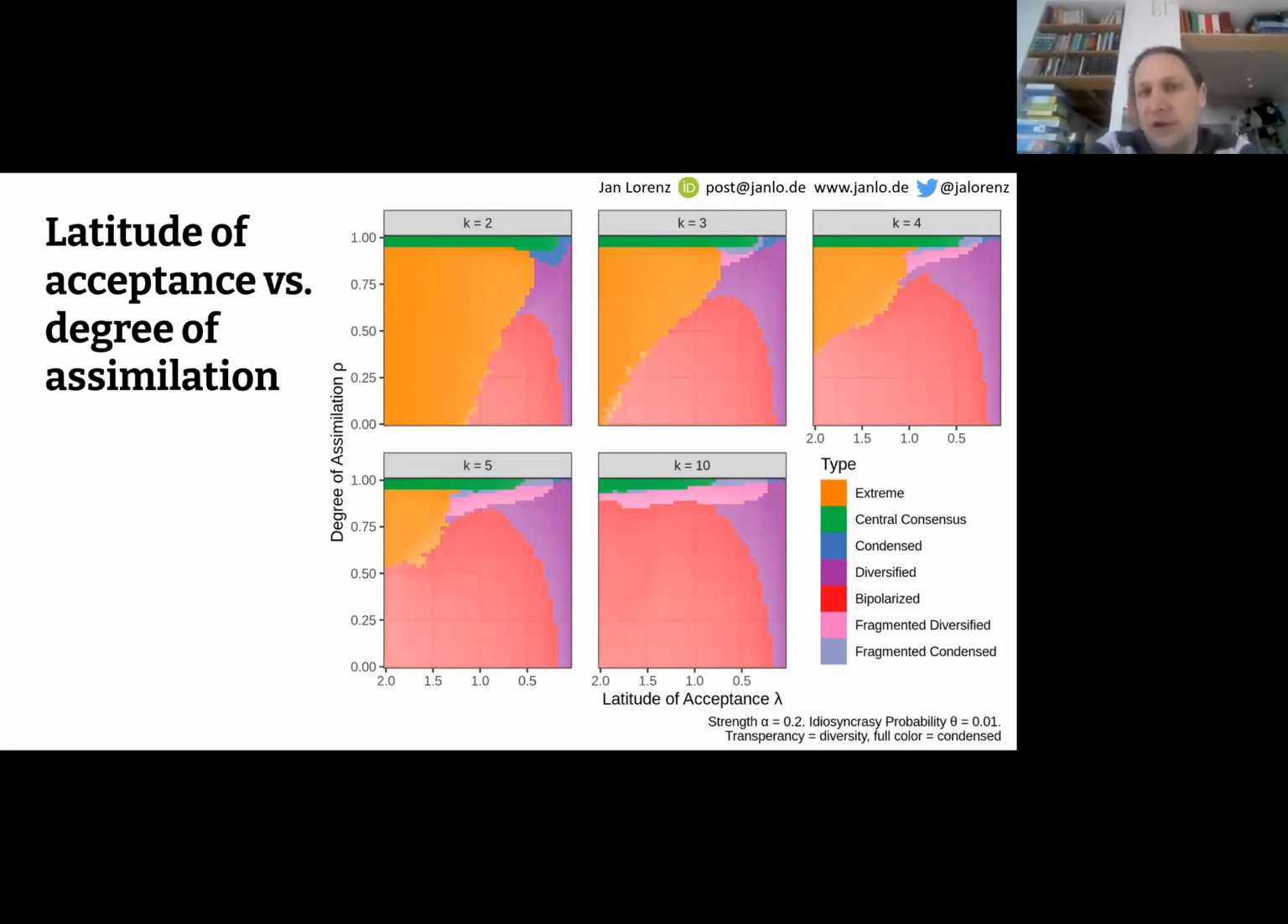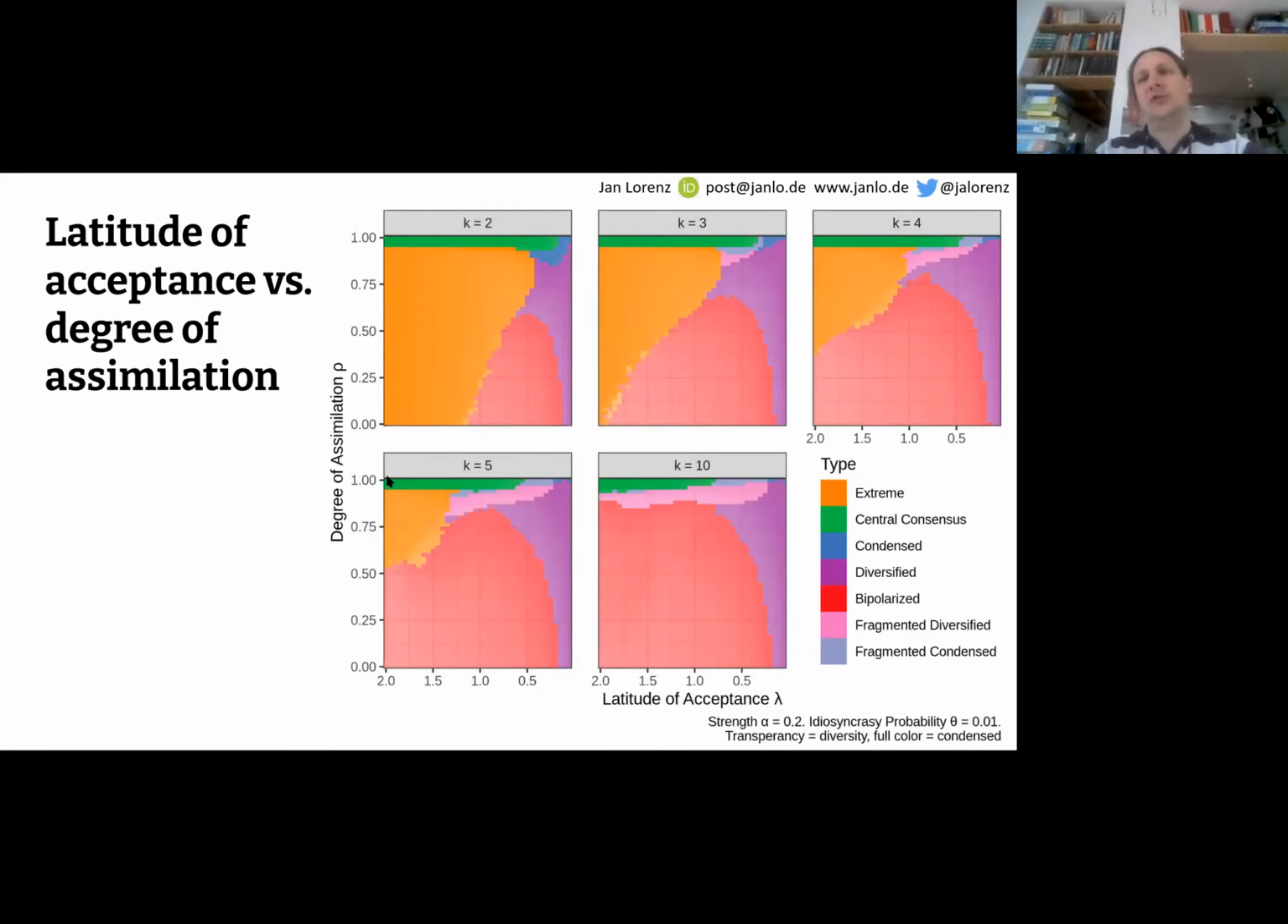So let's go to the phase diagrams. So this is the bipolarization phase, and what do we have now? We have the degree of assimilation along the y-axis as before, but now we don't have the noise here. We always have the noise fixed at this small level of 0.01 in these diagrams. But we have the latitudes of acceptance decreasing. So bound of confidence, so this is basically an absent latitude because it's quite large. And here we have small latitudes. And we see with smooth bounds, we have extreme consensus still, sorry, and we have polarization here.